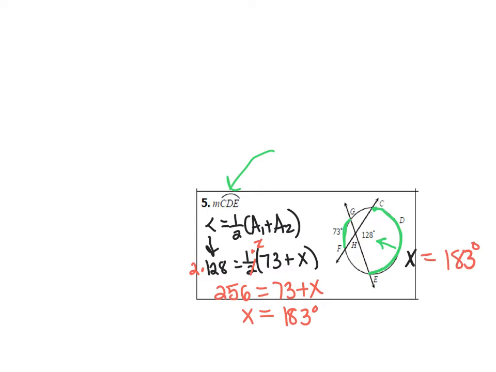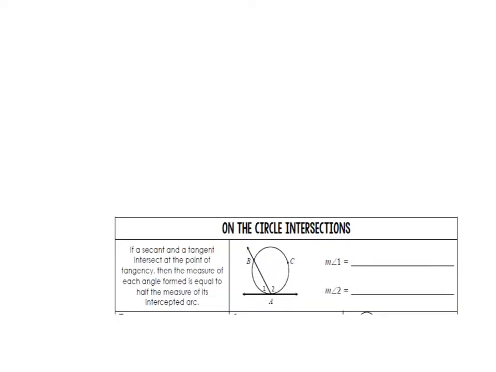So the key here, look at your problem, see how you need to set it up. These intersect on the inside of the circle. So we do our angle is equal to half arc 1 plus arc 2. Now what's interesting is we are going to have actually an angle that's on the circle.